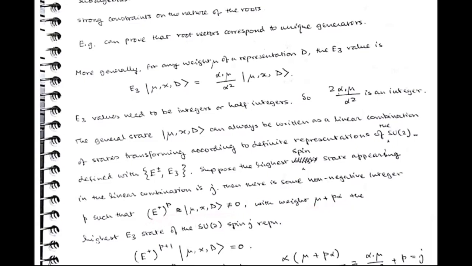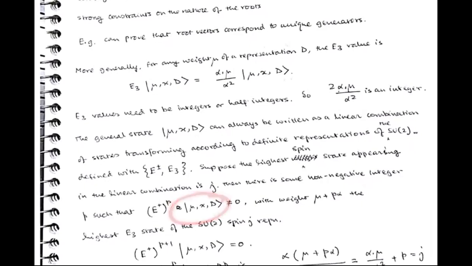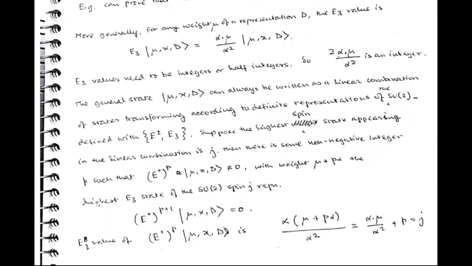And this is going to be the highest weight state, where the weight is the E3 weight of this SU2 spin J representation. Okay, so that means that if you take this state and act on it with E plus once again, that is going to be 0. So E plus to the power P plus 1 acting on this state is equal to 0.